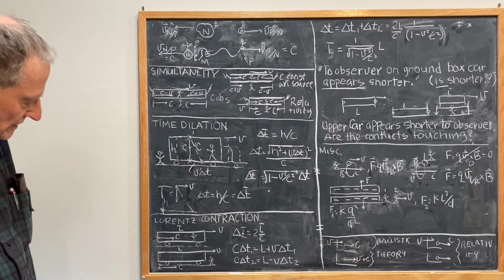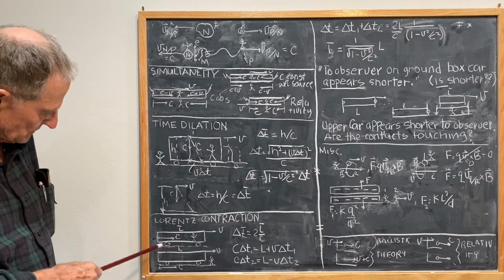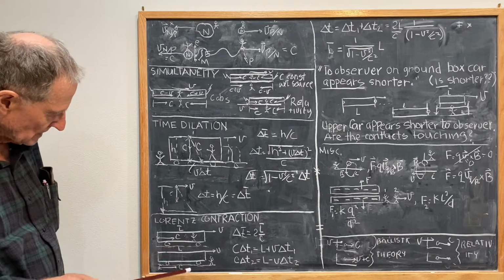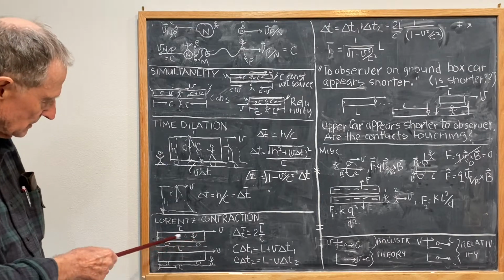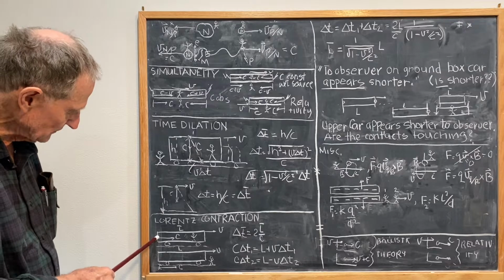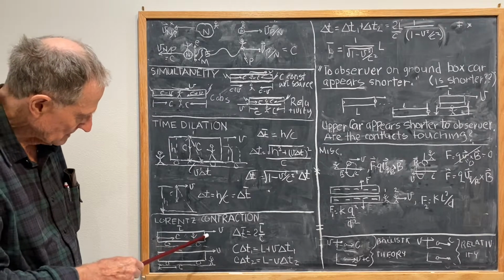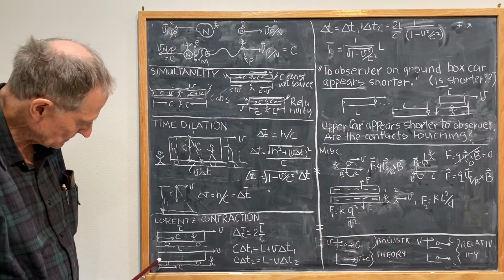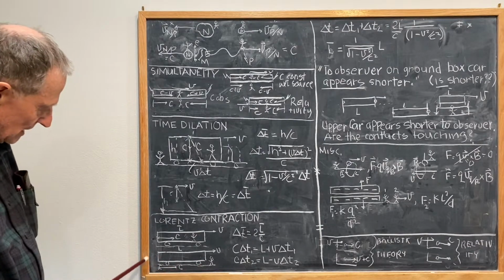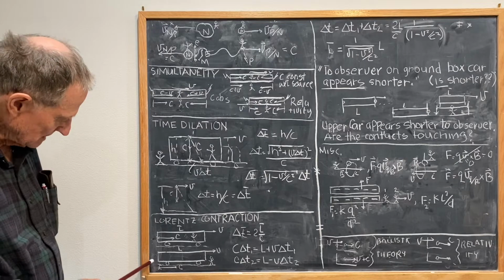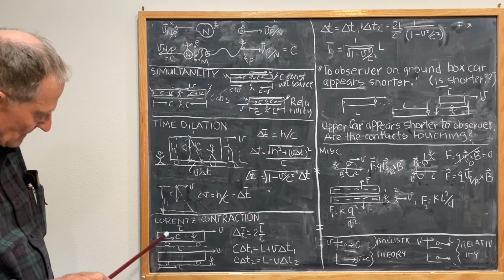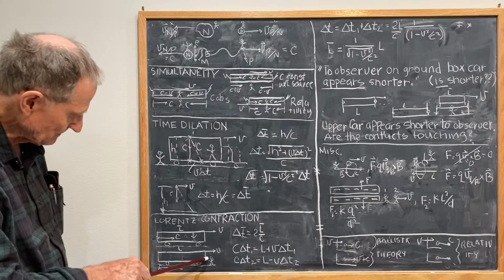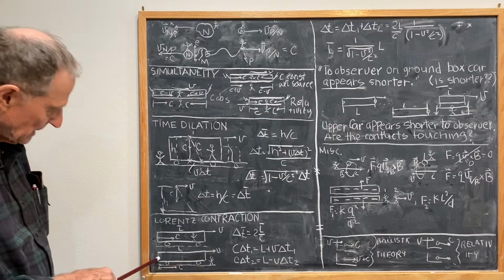For Lorentz contraction, we imagine a vehicle moving with speed v, and an observer on the vehicle who is going to measure length by looking at the time it takes for a flash of light to go from the front to the back. Another observer is going to measure the length of the train by looking at the time it takes that same flash of light to travel from the beginning to the end and back again.